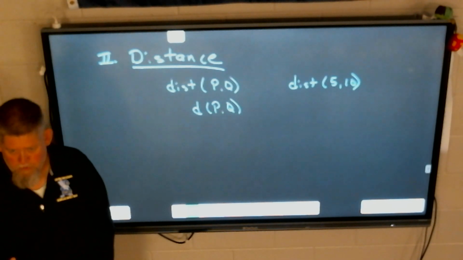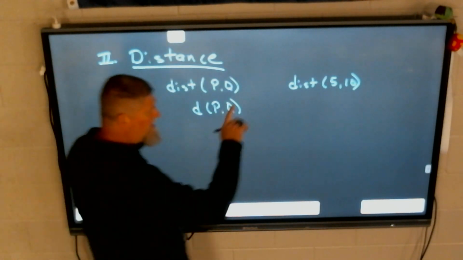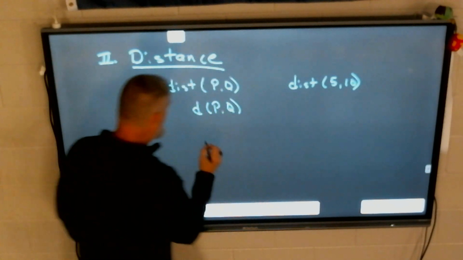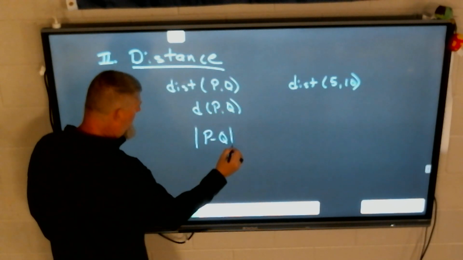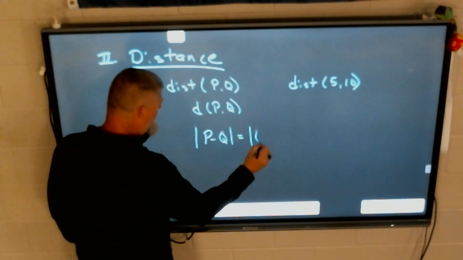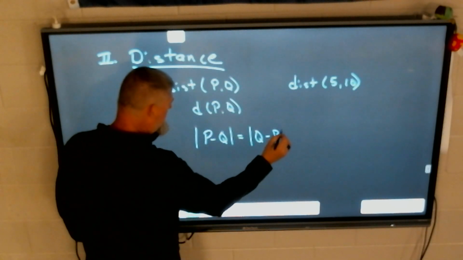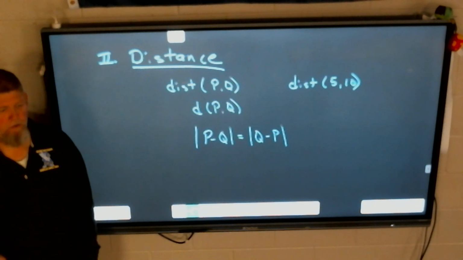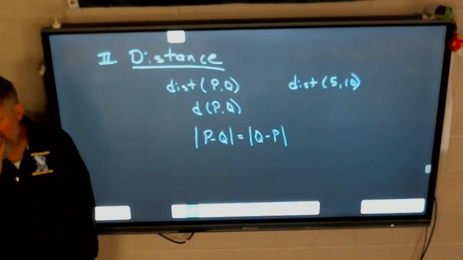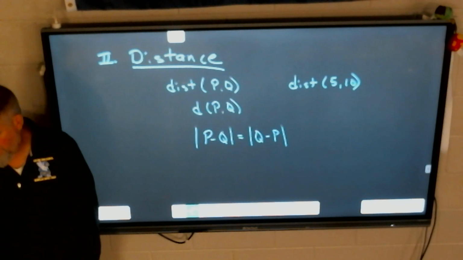Does it really matter which one you subtract from which? Okay. So distance is actually defined as the absolute value of P minus Q, which is equal to the absolute value of Q minus P. So as long as you just subtract them, it doesn't matter which one comes first, just always take the positive. Distance is always a positive value. Okay?